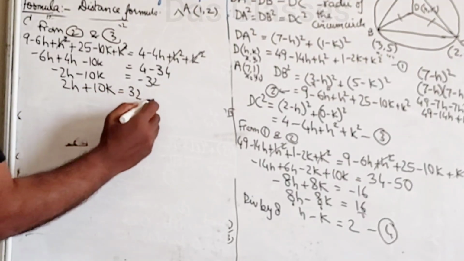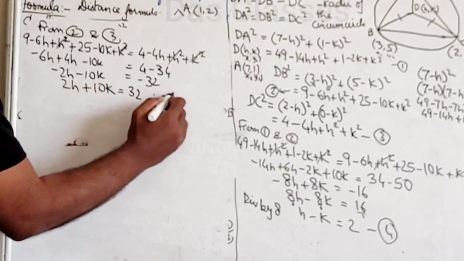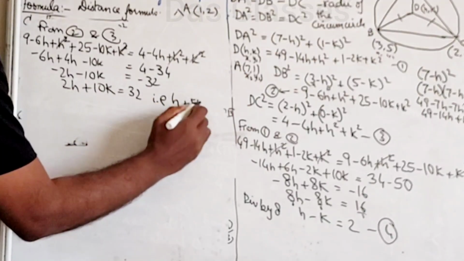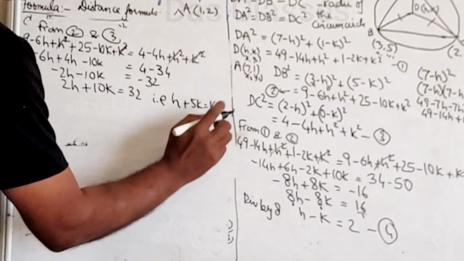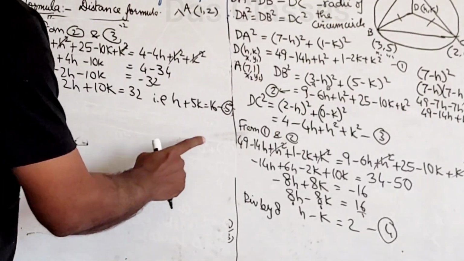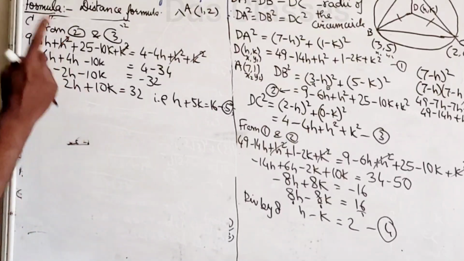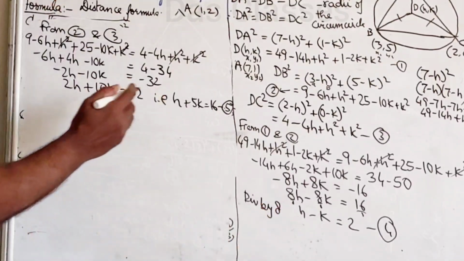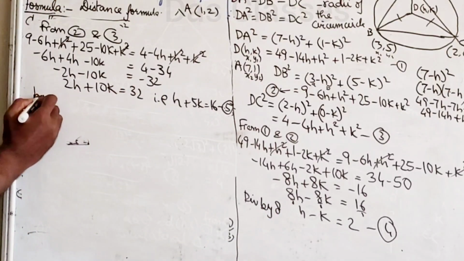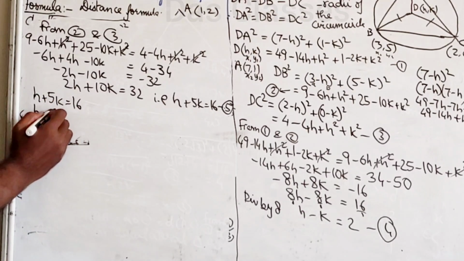So we have got this, that is, we can write it divided by 2. So when we divide it by 2, it will become h plus 5k is equal to 16. Give it equation number 5. Now, as you know how to solve simultaneous equations, h plus 5k is 16 and h minus k is equal to, which one is equal? h has become equal. So let's write down h plus 5k is equal to 16 and h minus k is equal to 2.